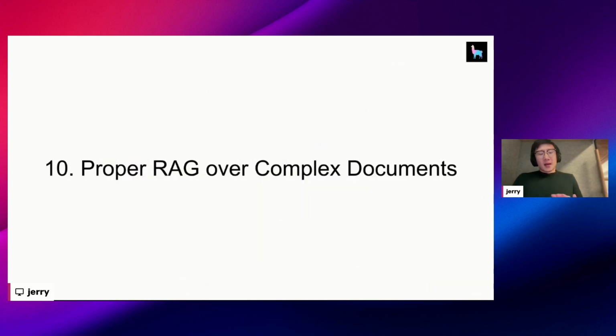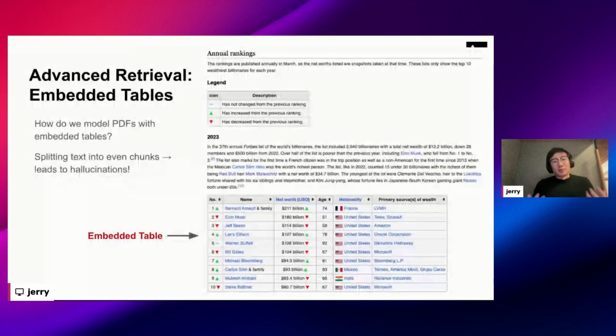Great. I'm going to skip that last bit for now. And I think the very last bit I want to talk about is how do you do a RAG over complex documents? I gave a little heart on that last section over there. And basically, I want to specifically talk about complex PDFs with a lot of different sections and embedded tables.